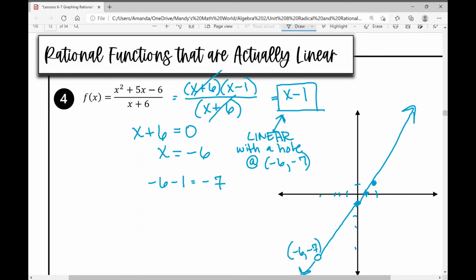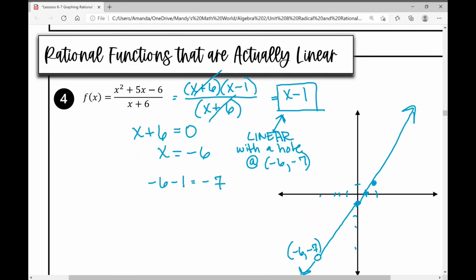So this is an example of a rational function that is actually linear because there's a hole in the rational function. So it's actually linear. So let's move on to our last and final example.